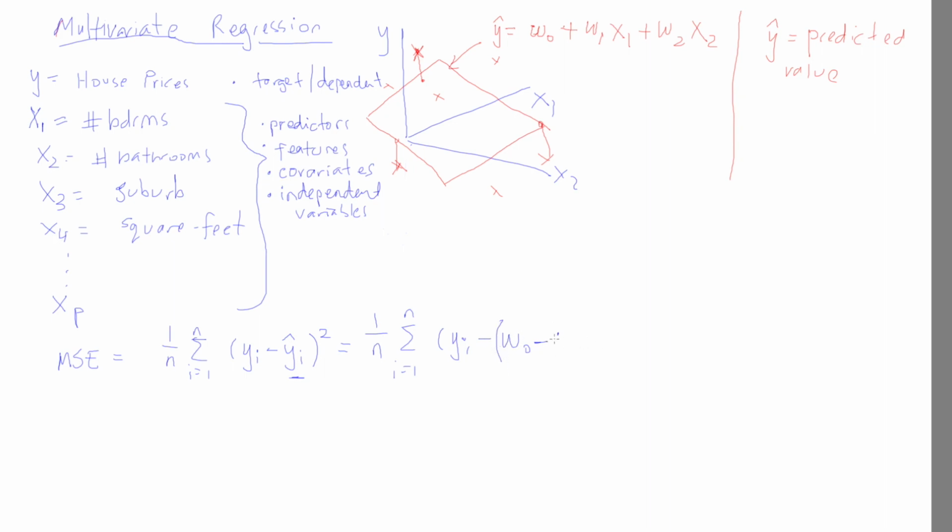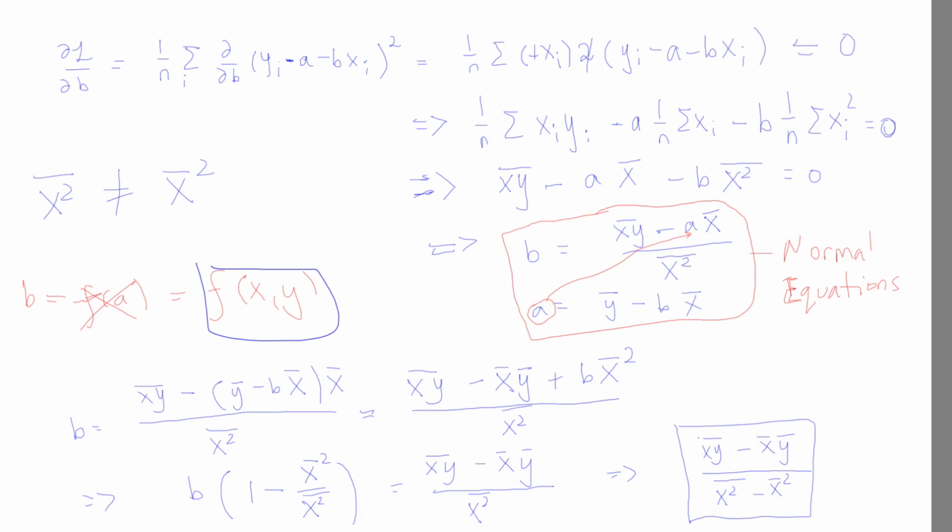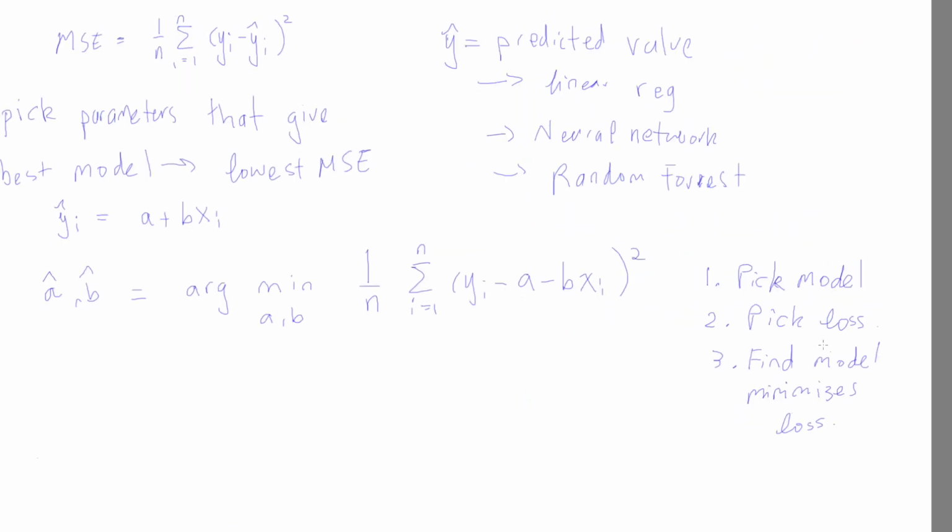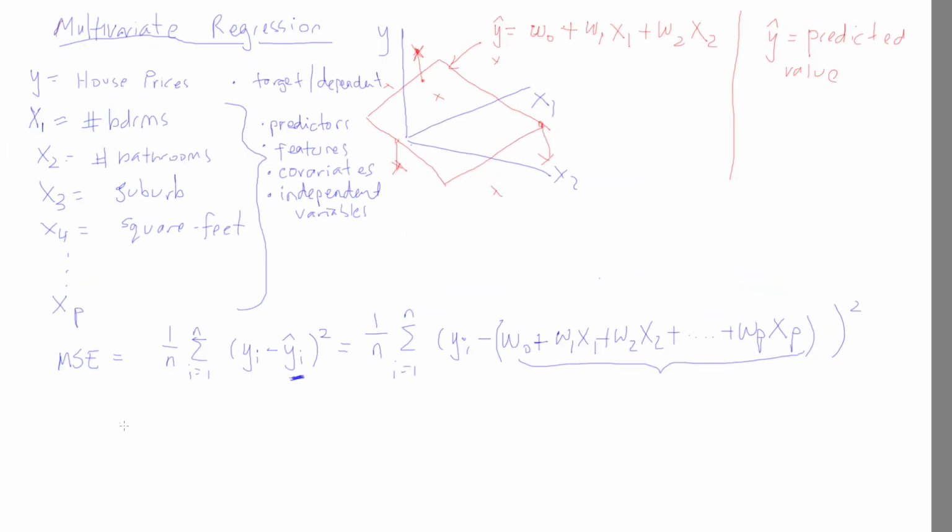Well, it's going to be W0 plus W1 x1 plus W2 x2 plus ... WP xp, whole thing squared, right? All I'm changing is the model, and my model now is this multivariate linear regression. And now I have p plus 1 parameters. So step 3, find a model that minimizes the loss, is going to look slightly different, but very similar.